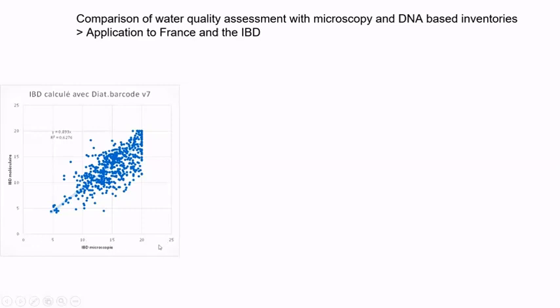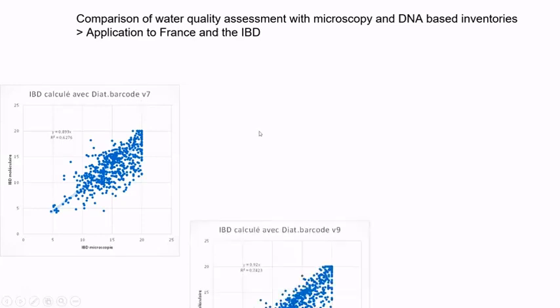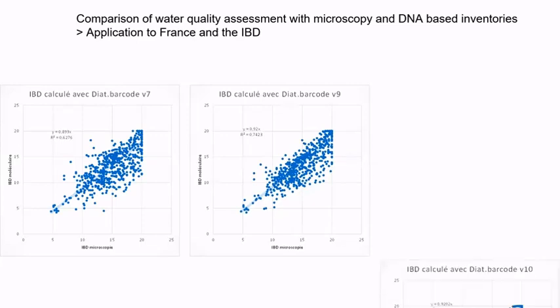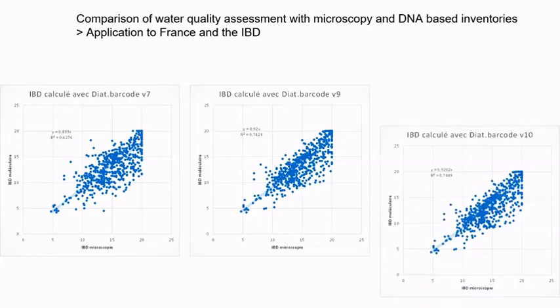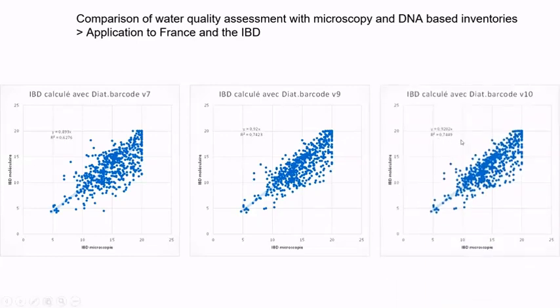Microscopy is on the horizontal axis, and the vertical axis is the molecular index. You can see that there is a good correlation, and this was identified with version 7 of Diatom. But version after version, we improved the number of species that we were able to identify. Now there is 74% correlation between microscopy and DNA. So pretty high correlation.